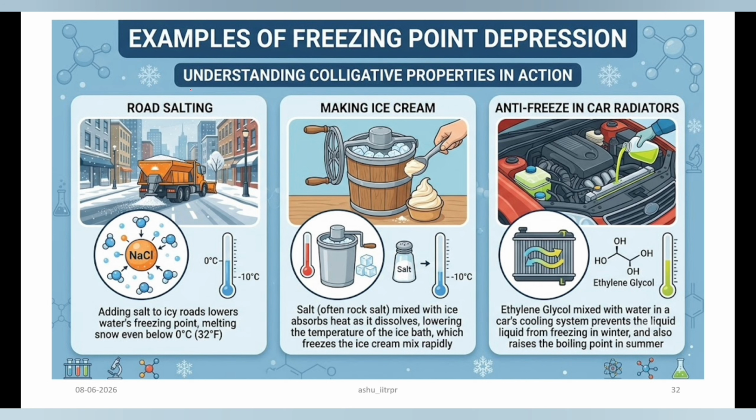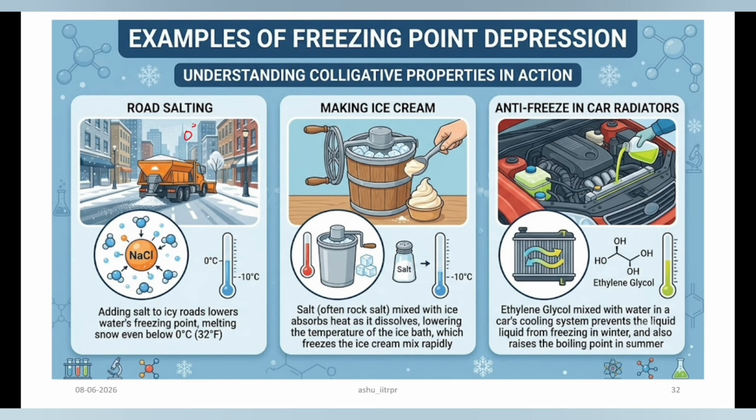There are various examples of freezing point depression. In mountains, wherever the temperature is very low, because of the freezing of water, a lot of ice blocks these roads. So what we do is, salt is poured or spread on these roads. Why is this road salting done? When we add salt to icy roads, the freezing point gets depressed. That means the freezing point of water gets lower.